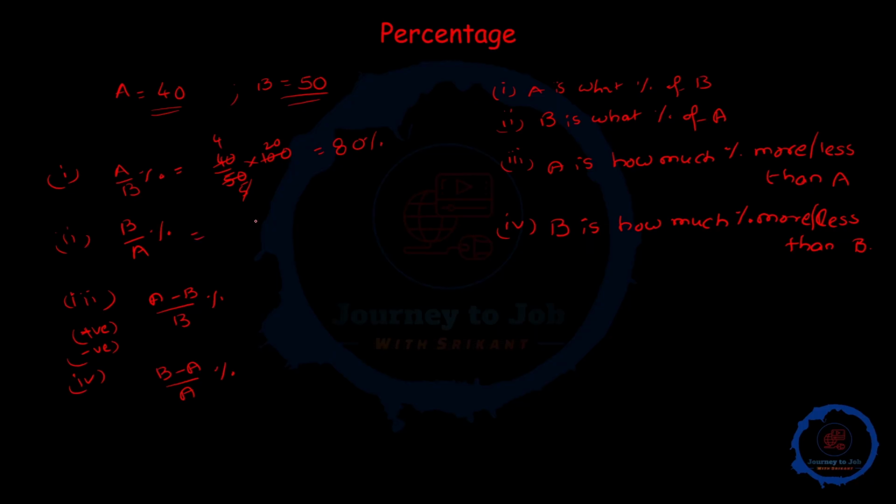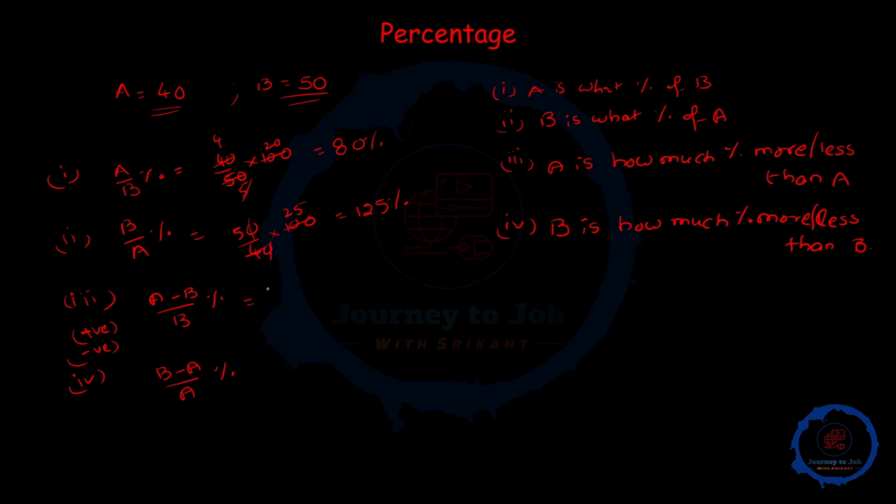Next, B by A is what? B is what percent of A, means 50 by 40 into 100. So the zeros get cancelled. 4 ones are 4, 4 twenty-fives are 100, 25 into 5, 125%. So B is 125% of A.